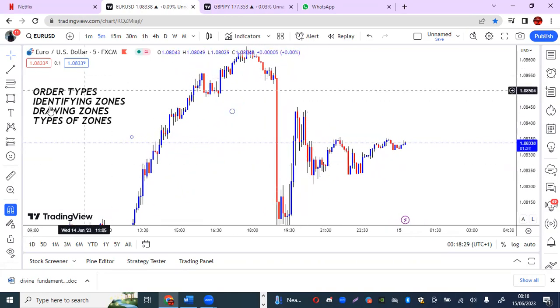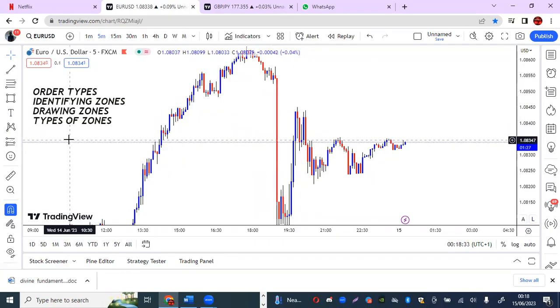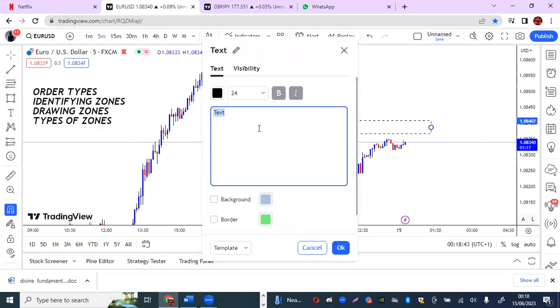So other types: now we have different kinds of orders. After analyzing your pair, when you want to take a trade, there are different kinds of orders that you can actually take. We have market execution.